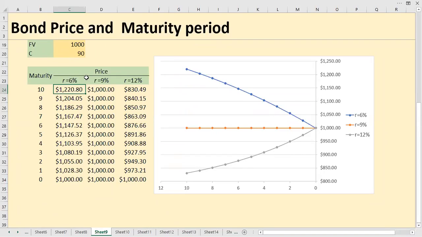So that's why, when we discussed this intrinsic value and calculated it, we compare that with the market, and then we decide whether to buy it or not.